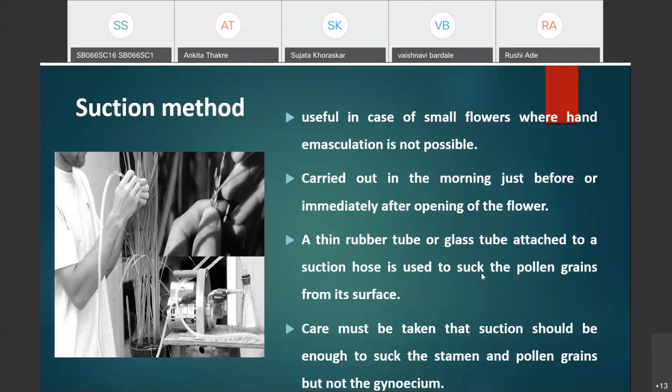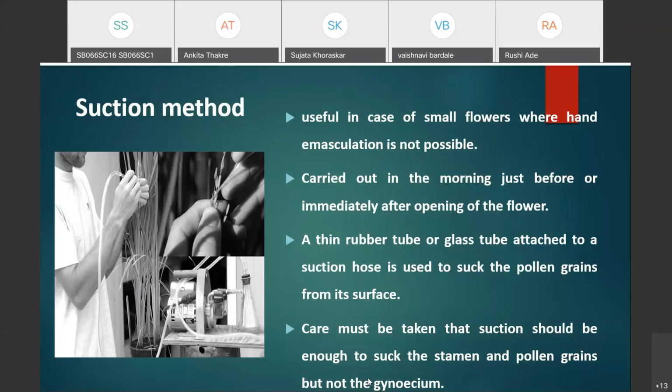It is used to suck the pollen grains from its surface. Here you can see the pollen grains are sucked in this tube, and these are collected in this flask. But care must be taken that the suction should be enough to suck the stamen and pollen grains but not the gynoecium. The suction pressure should be enough to suck only the pollen grains, and the gynoecium should not be injured.